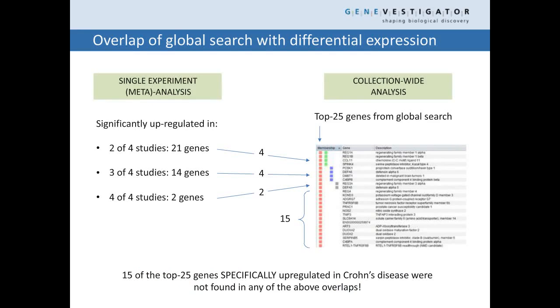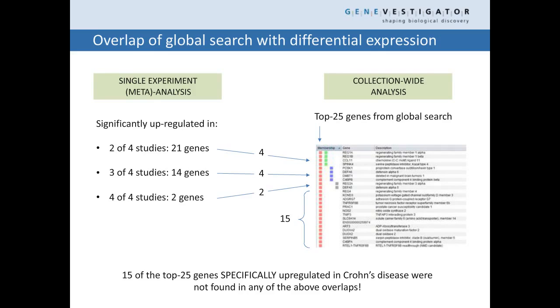Then we compared the results that we obtained with the genes that were found to be regulated in the 4 Crohn's disease studies that we had analyzed previously. And what you see here is the overlap in the right table. The red dots indicate the 25 genes that were found to be specifically expressed in Crohn's disease, and the other colors are genes that were found in the other studies.